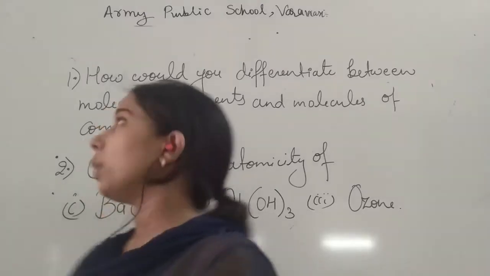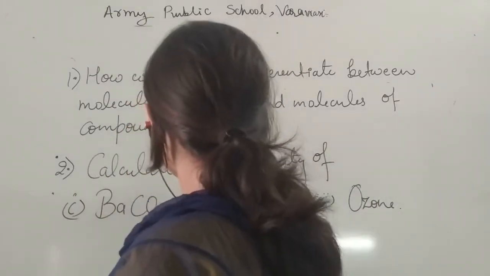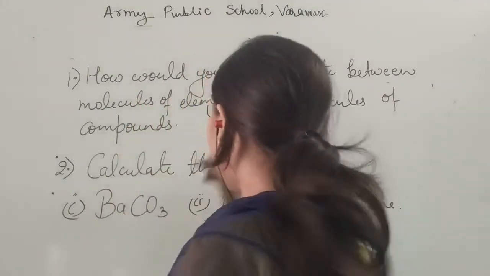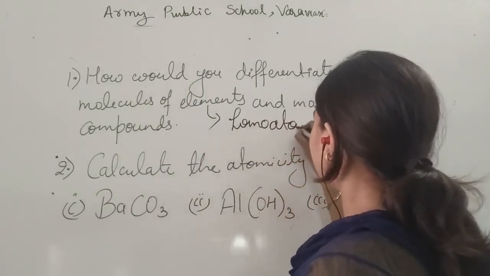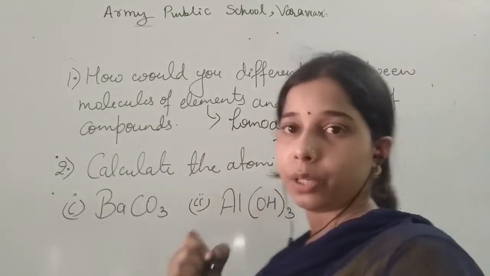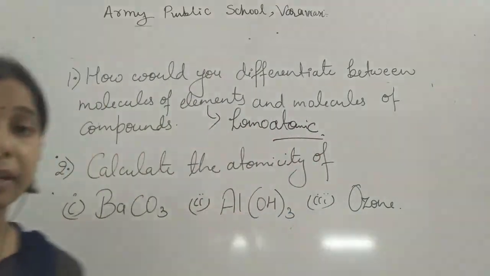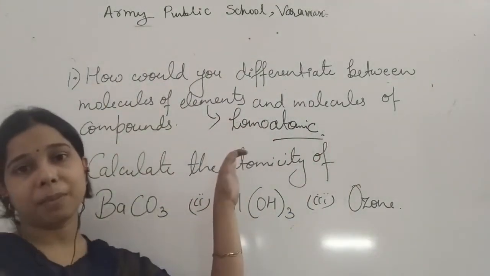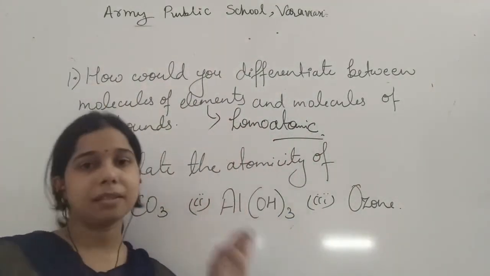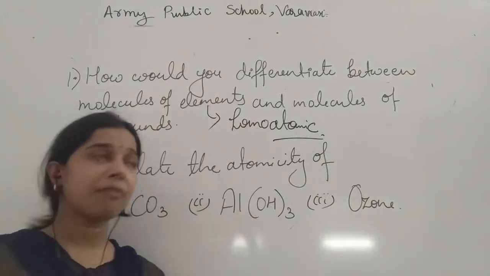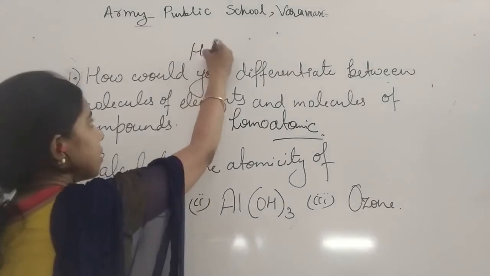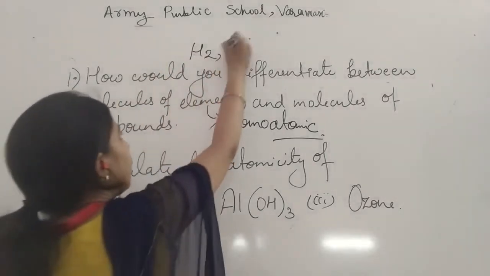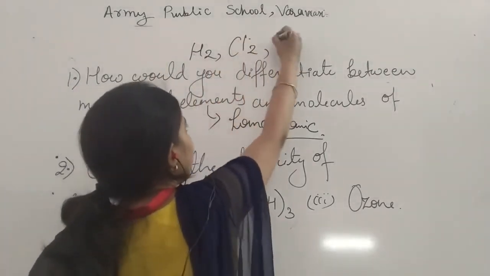It means we can say that the molecule of an element is where a homoatomic molecule is there, or we can say the same type of atoms are present in it. Okay, same type of atom, for example hydrogen, H2, or Cl2, or O3.